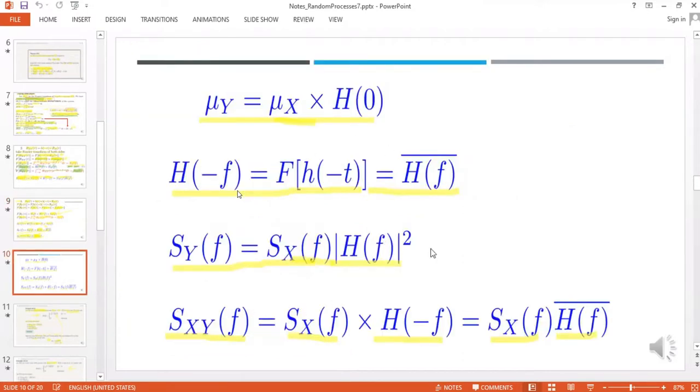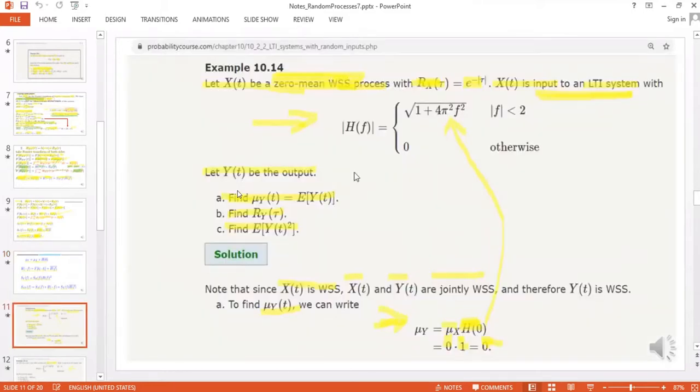So the results we have derived are these. If x(t) is a wide sense stationary process and h(t) is the unit impulse response of an LTI system, then the output y has mean mu x times H(0). The transfer function H is this one. Sy(f), the power spectral density of y, is equal to the power spectral density of x times the transfer function absolute value squared. And the cross spectral density is equal to this one.